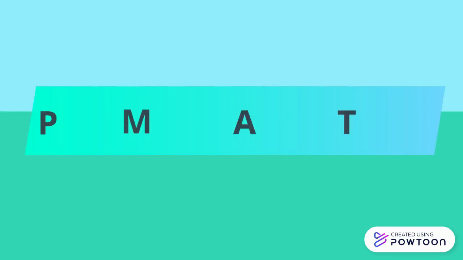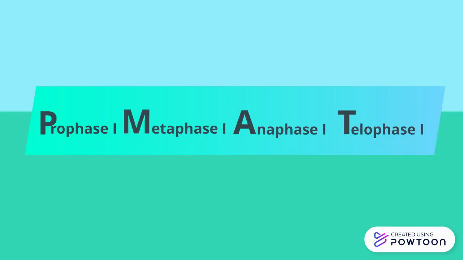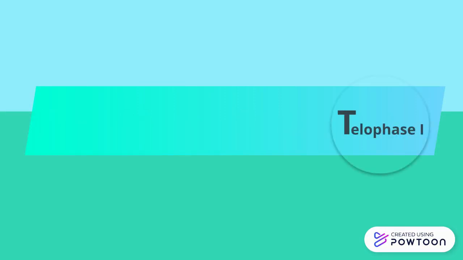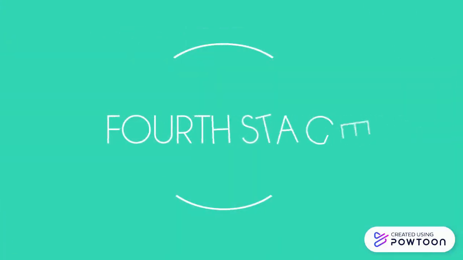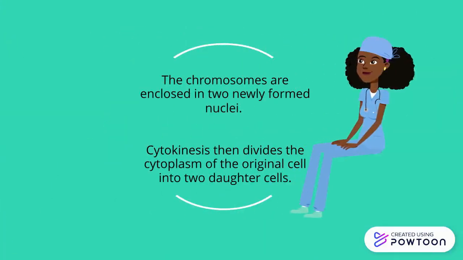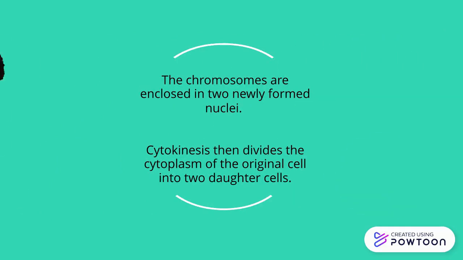After anaphase 1, then there's telophase 1. This is the fourth stage of meiosis. And in this stage, the chromosomes are enclosed in 2 newly formed nuclei, and then cytokinesis happens.